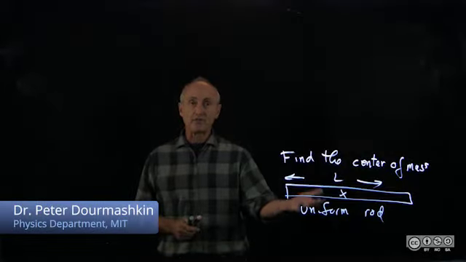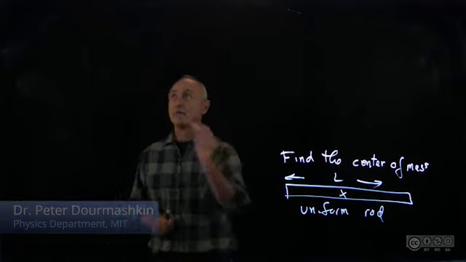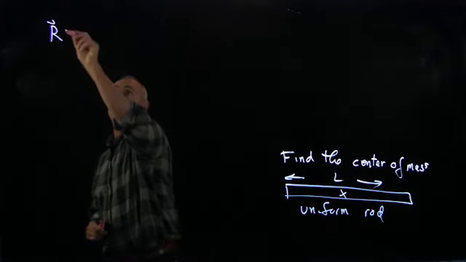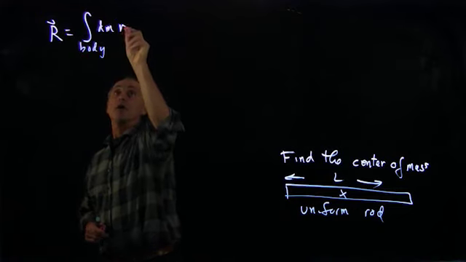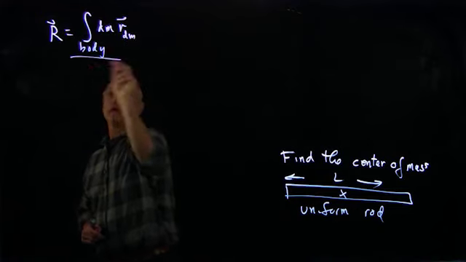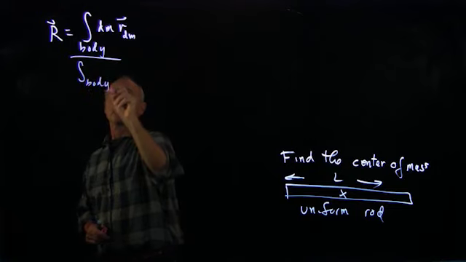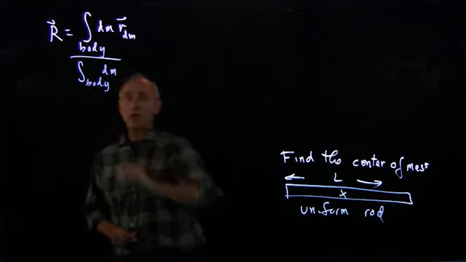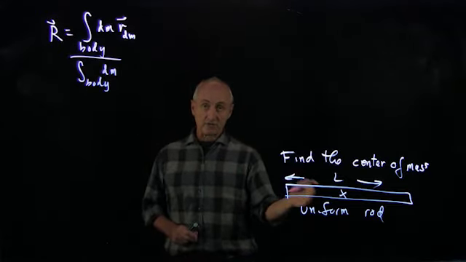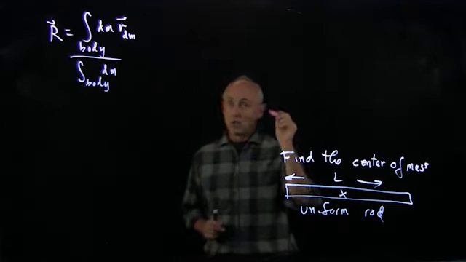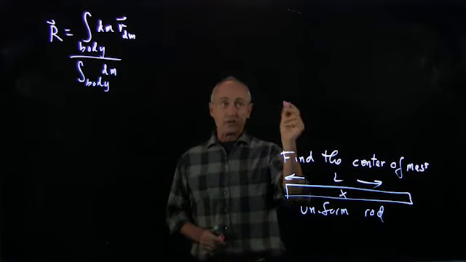So now we want to find the center of mass of a uniform rod. And we have the result for a continuous body, which is an integral over the body of dm r to that mass element dm divided by an integral of dm. Now our goal is to figure out how to apply this result specifically to real physical objects. And the key, as always, is choosing a coordinate system.